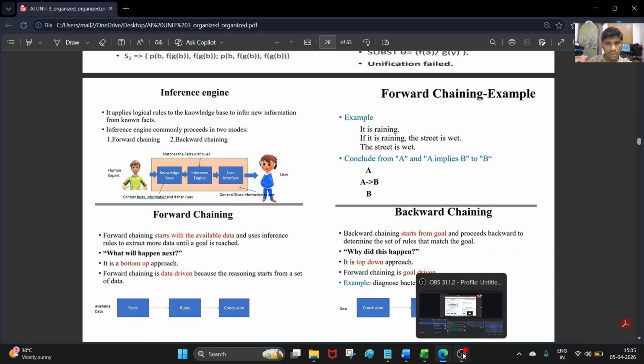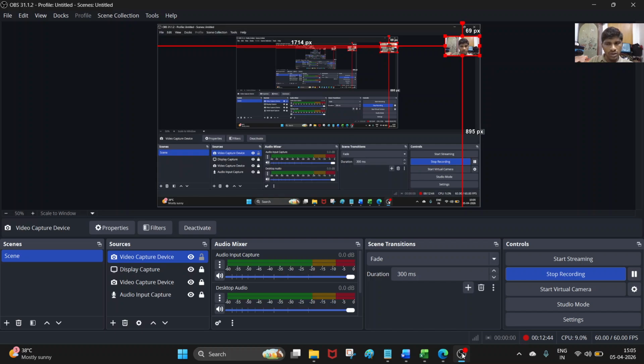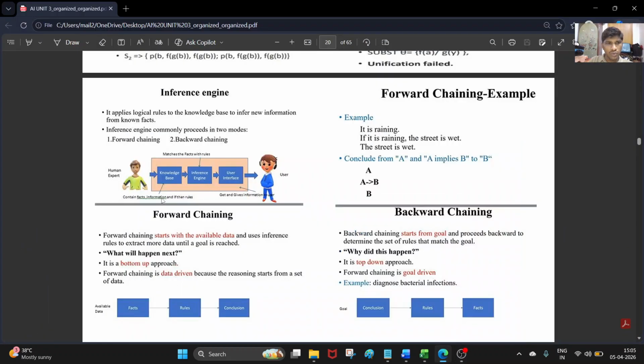We can proceed in two ways. One is forward chaining, another one is backward chaining. So the first one is forward chaining. Forward chaining starts with the available data. The available data is facts. So it will hold the facts and then use the rules, and then it goes to the conclusion.